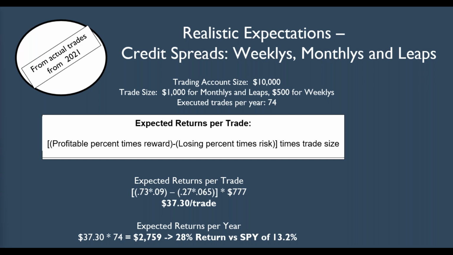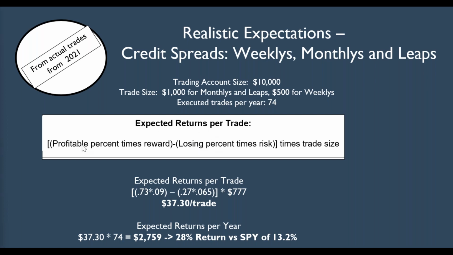You need to have realistic expectations. This is what I teach as a rock solid strategy. Taking a look at trading account size, again, a small trading account of $10,000, I use $1,000 for monthlies and leaps, and $500 for weeklies, because I only look at a 5-point spread on the weeklies. In 2021, I had 74 trades.